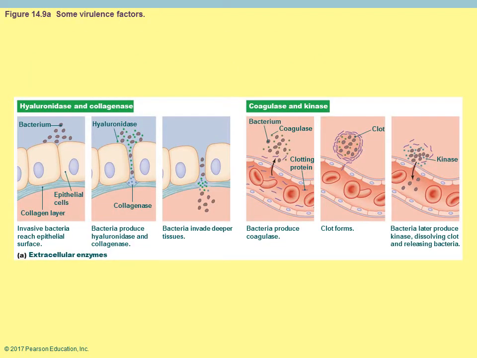Hyaluronidase and collagenase are often produced by some microorganisms. What does this do? Well, the bacteria is able to get through the outermost epithelial layer. If you remember from A&P, epithelial tissue is what is always on the surface of the body. Underneath that is going to be your connective tissue, which often has collagen in it.